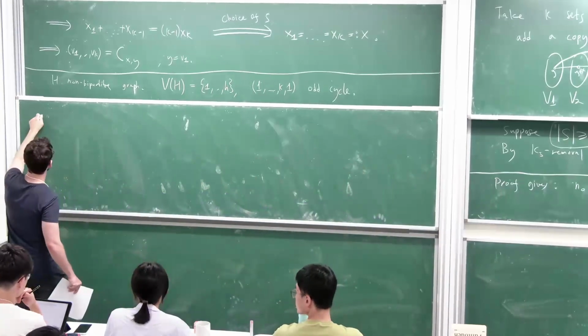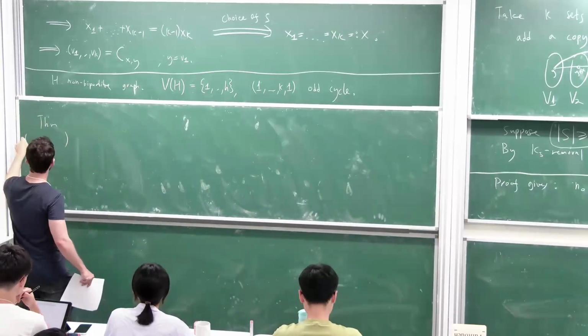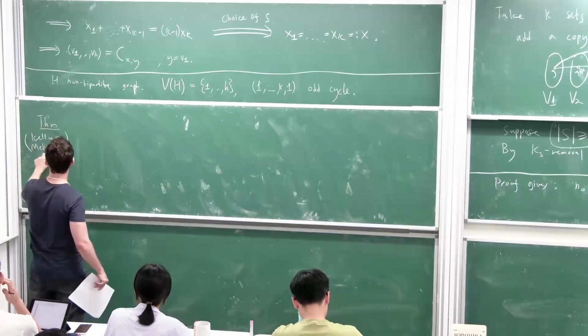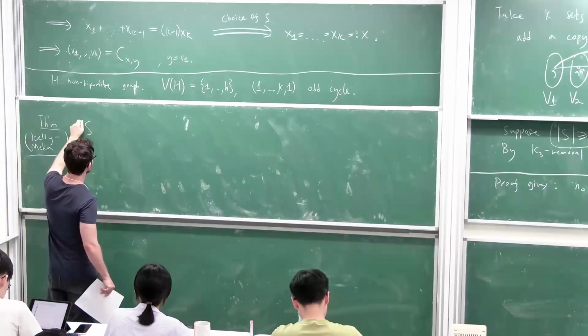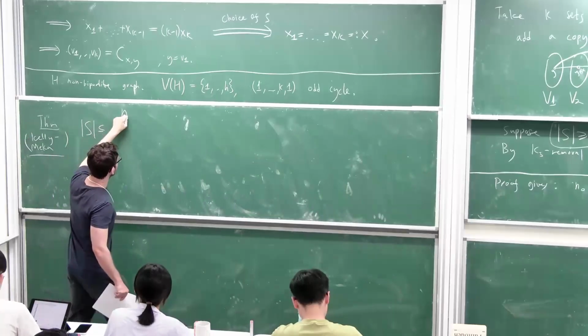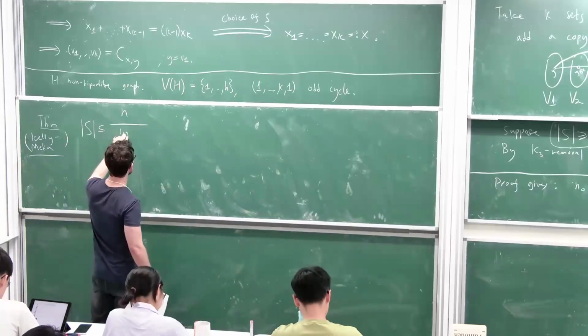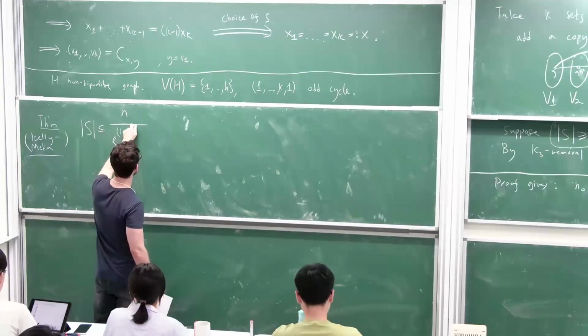The best bound is by Kelley and Meka. Very recent, that S is at most n over e to the log n somehow.